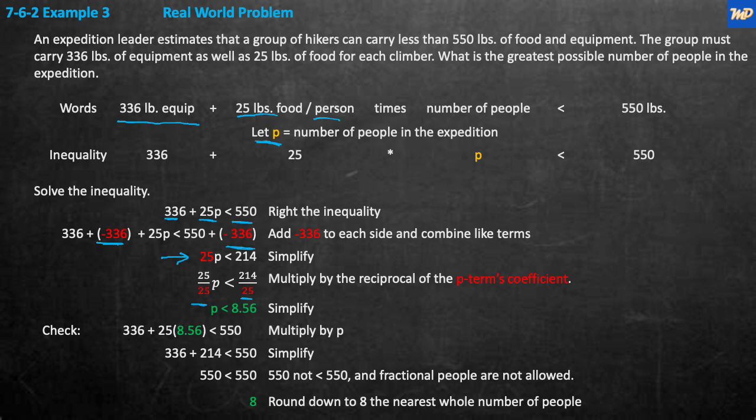We take 336 plus 25 times 8.56. Is it less than 550? So we multiply this out, and so 336 plus 214. Is it less than 550? Well, it's equal to 550. It's not less than, it's equal to, but it has to be less than. But the important point is that this 8 was less than the number we came up with here. So 8 is the number because we can round this down to 8. So if we had put 8 people in this equation exactly, it would have been less than 550 and the answer would have been true. Okay?